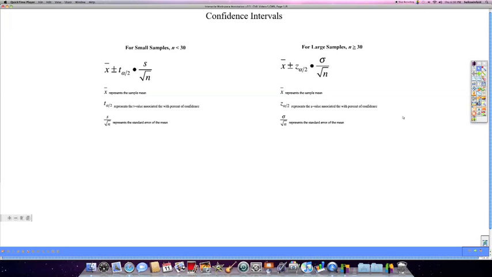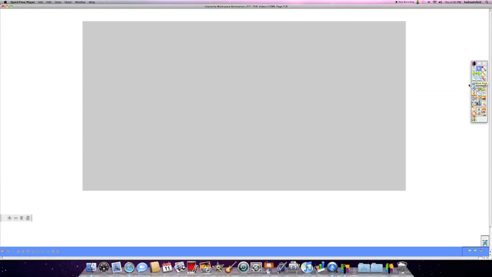Chapter 8 is concerned with confidence intervals, and these are the formulas that we'll be primarily using in Chapter 8. But before we get into these, I'd like to talk about the concept of what we're doing. In Chapter 8, we are continuing to use a sample in order to infer things about the population.